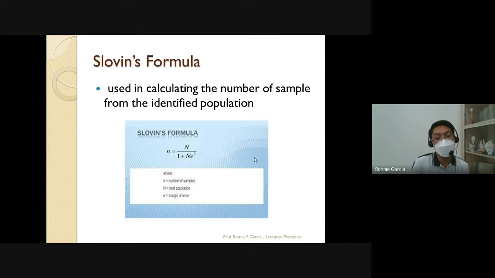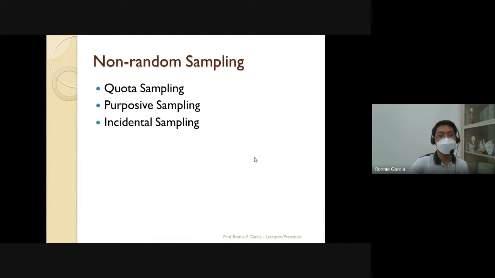So you substitute 0.05 for E, then using your calculator, 1,000 divided by 1 plus 1,000 times 0.05 squared. Using your calculator, the answer comes out as a decimal, 285.71 and so on. So out of 1,000, you take only 285. So you have obtained the number of samples. That is called the Slovin formula.